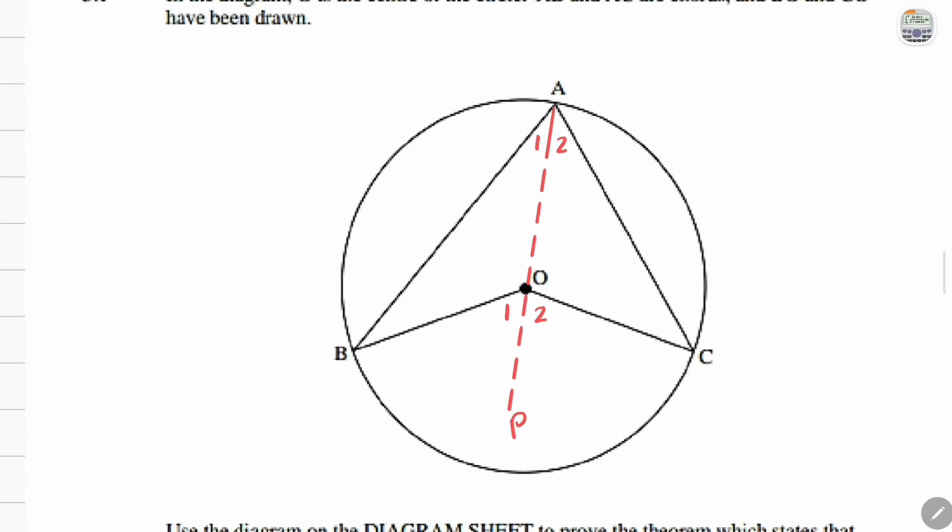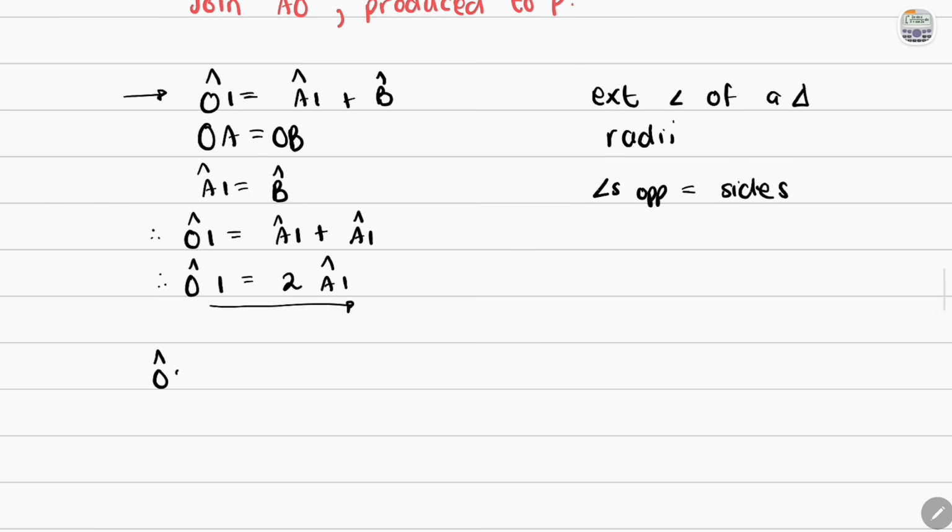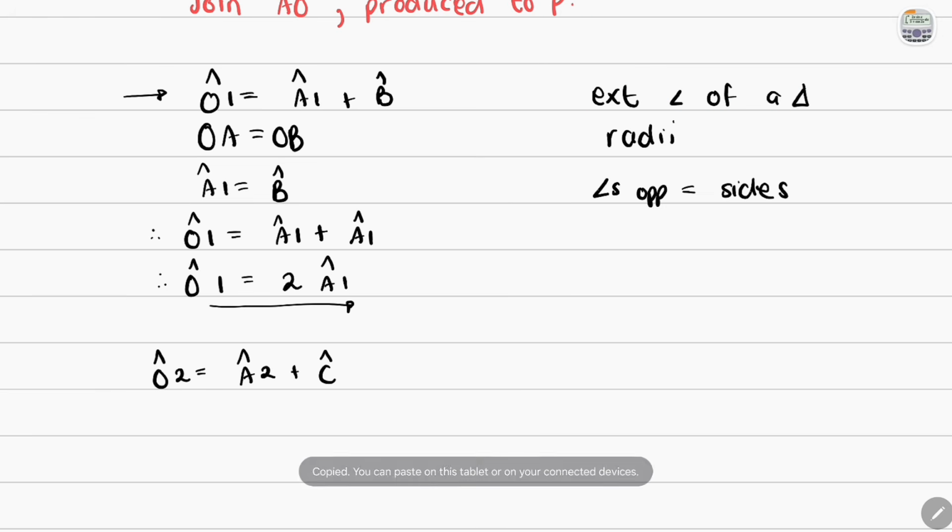Now you're going to see a similar case happening on this part of the diagram, in this triangle. Do you see that we have an exterior angle, angle O2? Then angle O2 is going to be equal to the sum of the two opposite interior angles, angle A2 and angle C. So we'll state that angle O2 equals angle A2 plus angle C, because we have the exterior angle of a triangle.